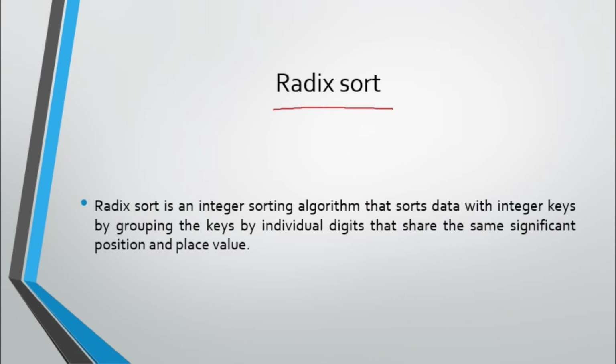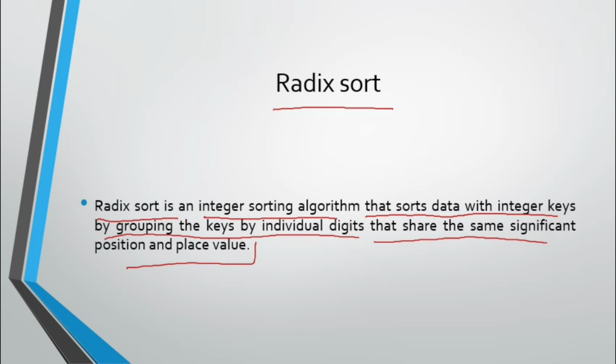Radix sort is an integer sorting algorithm that sorts data with integer keys by grouping the keys by individual digits that share the same significant position and place value. The definition seems quite complicated, so let us go to a problem and directly understand what this definition says.